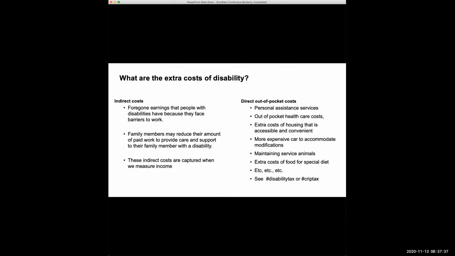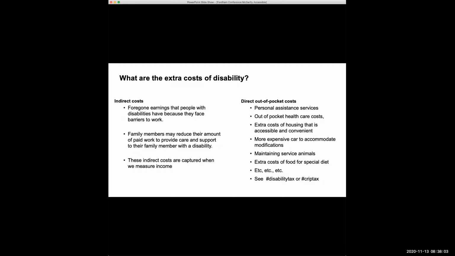And then some direct out-of-pocket costs are things that might intuitively come to mind when you think about direct cost or extra cost. Things like personal assistive devices, out-of-pocket healthcare costs for things that might not be covered by insurance, extra costs for housing that might be accessible or geographically convenient to services, more expensive cars that might accommodate modifications.